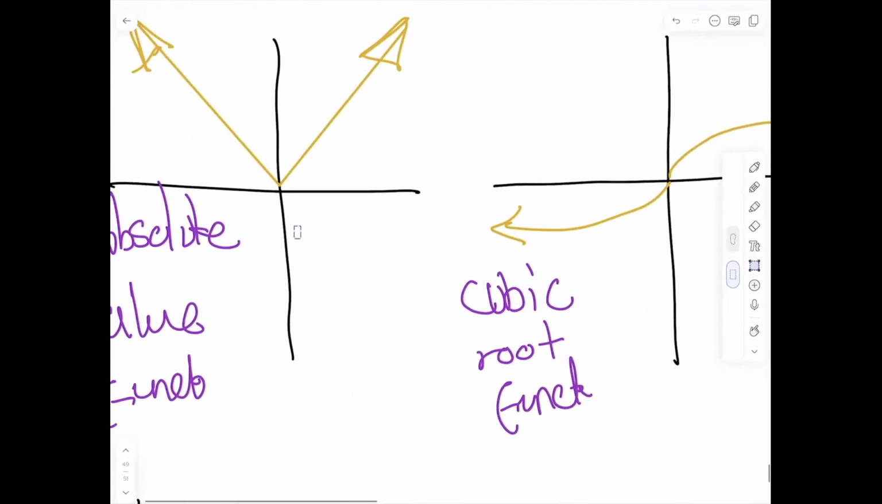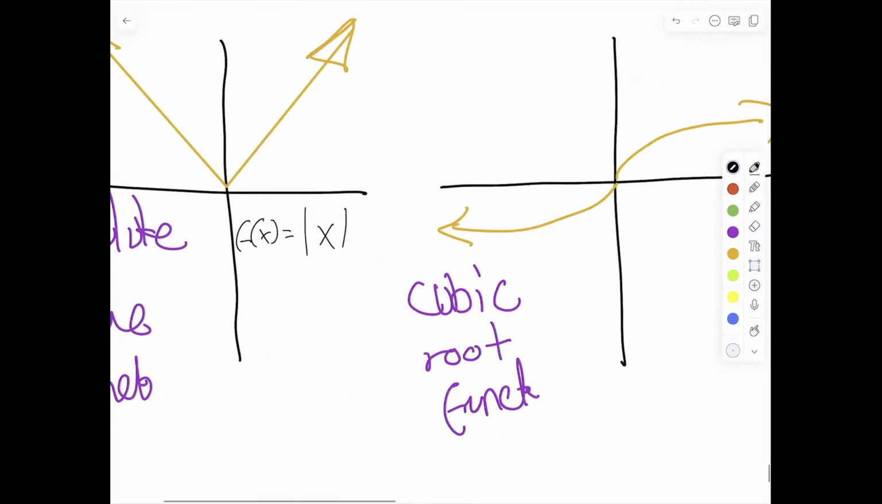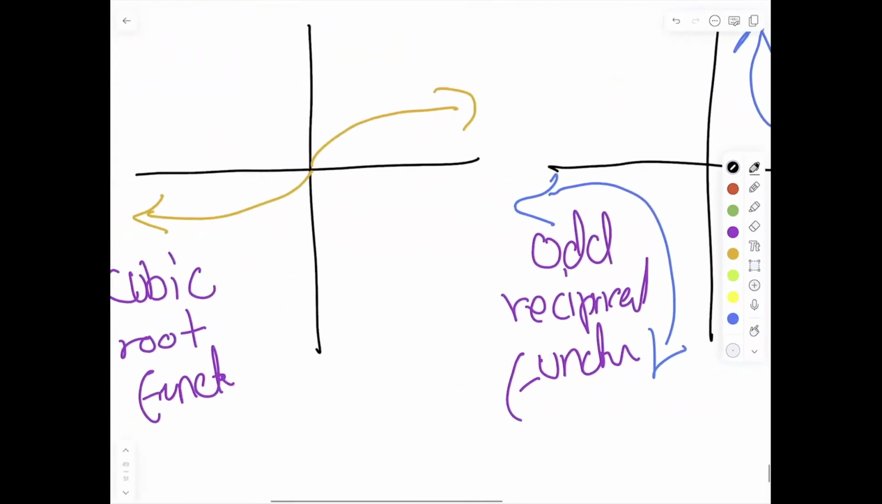The function for the absolute value. F of x is equal to the absolute value. You know what's the cool thing about the absolute value function? Everything inside the absolute value is positive. So all that negativity in the world, when it goes in there, gone. Everyone should live their life like an absolute value function.